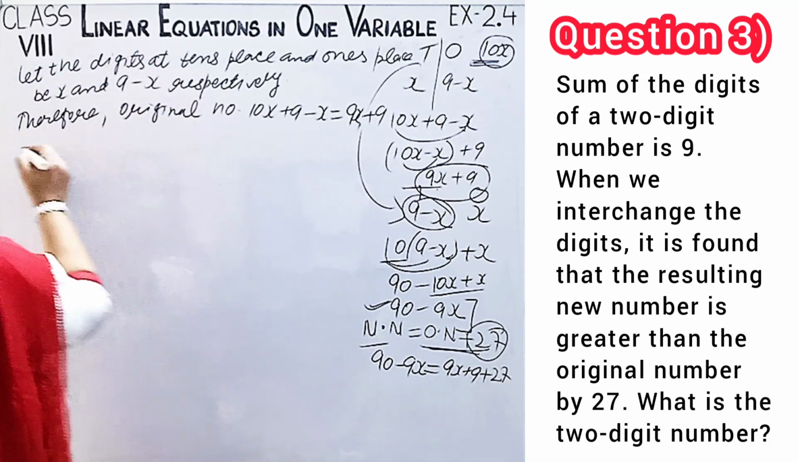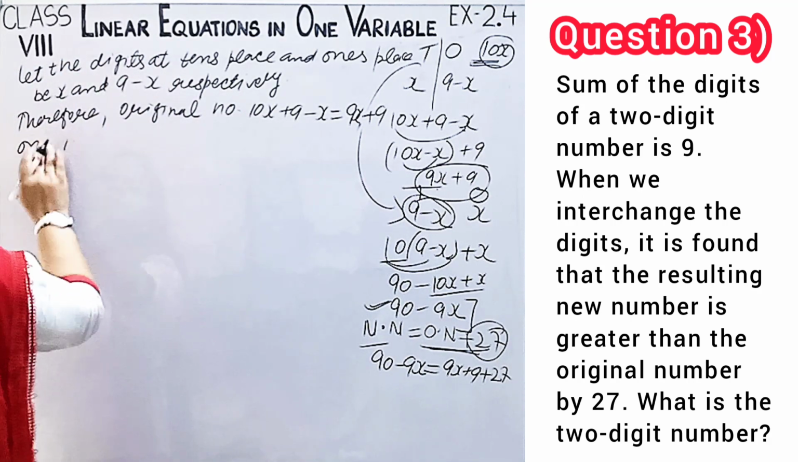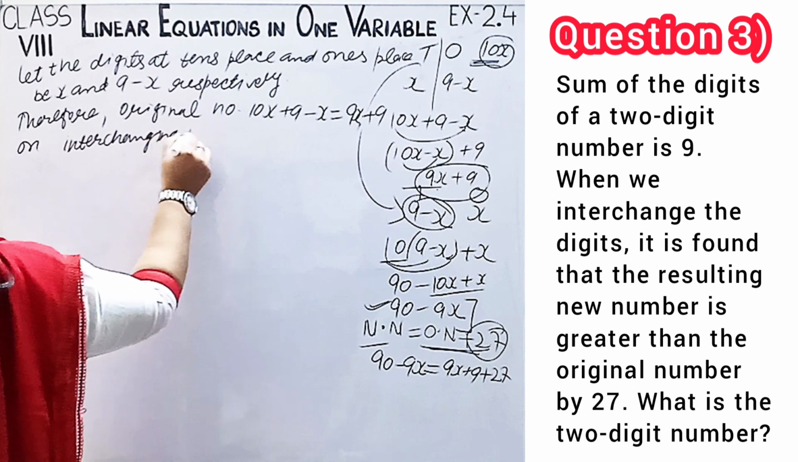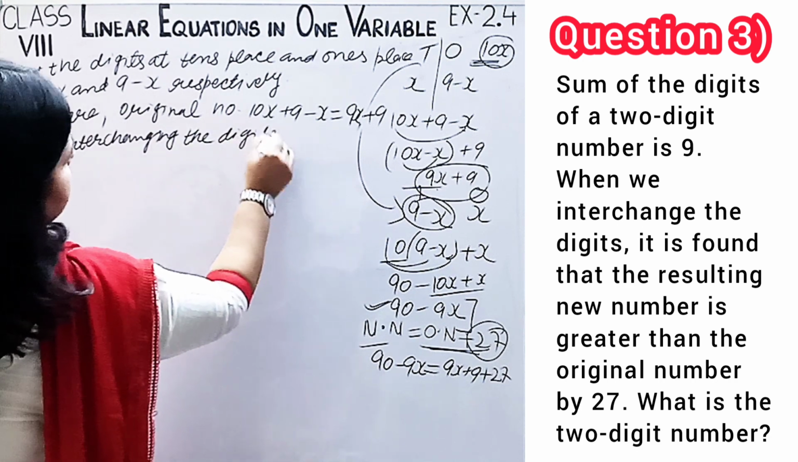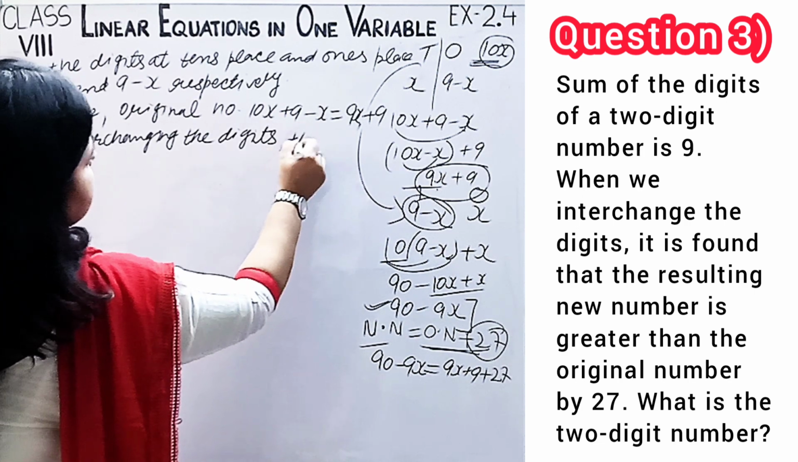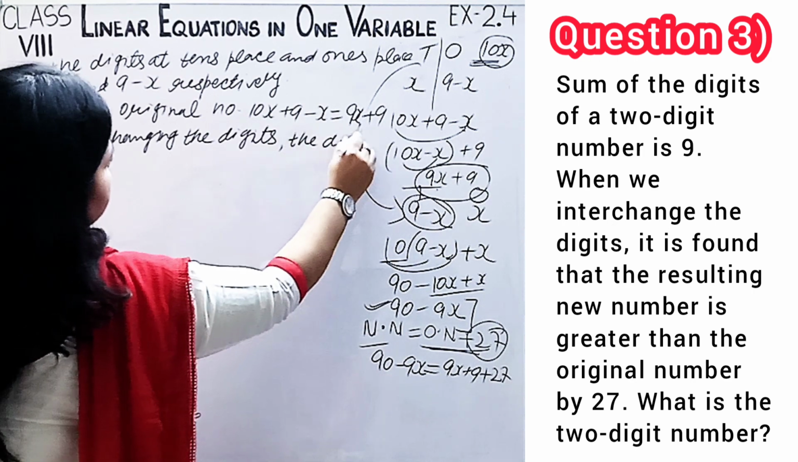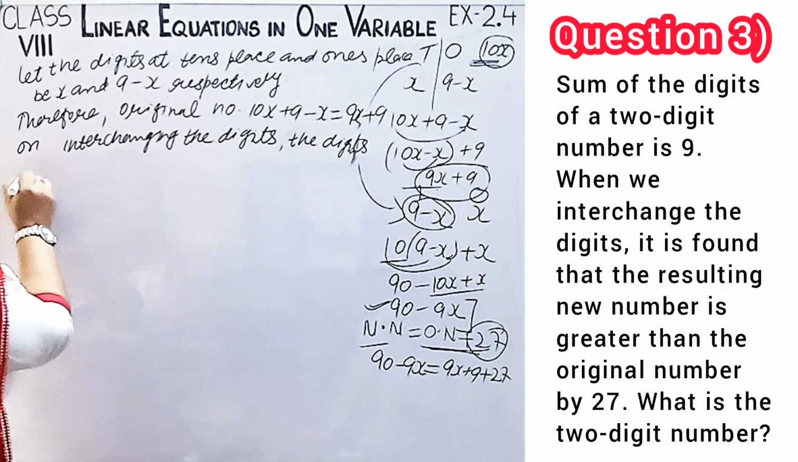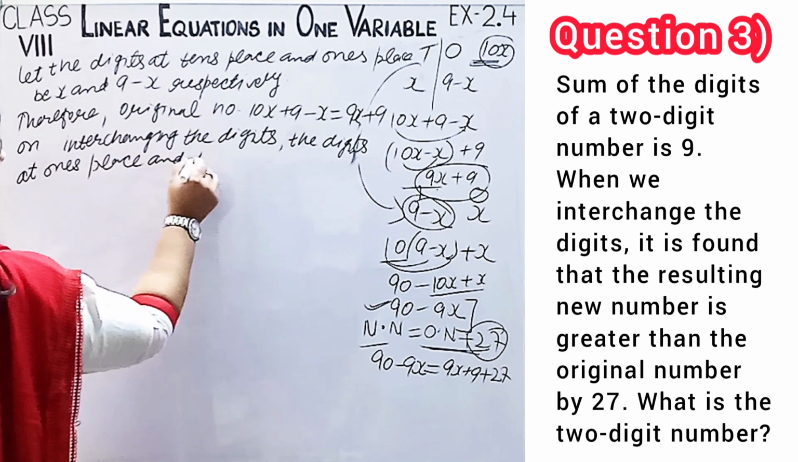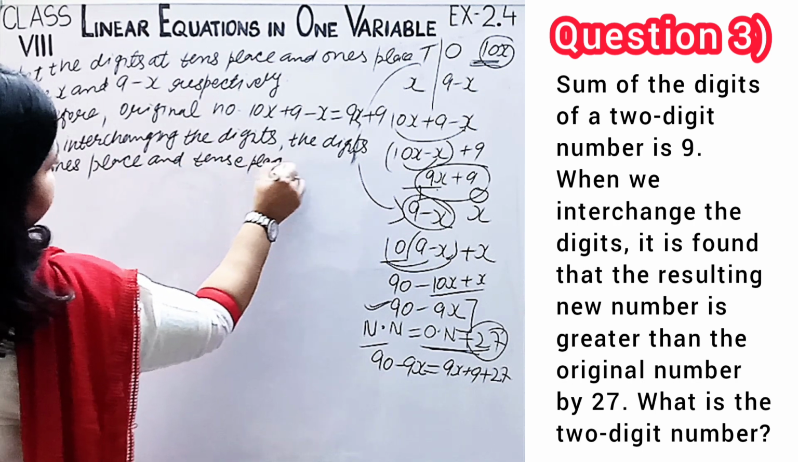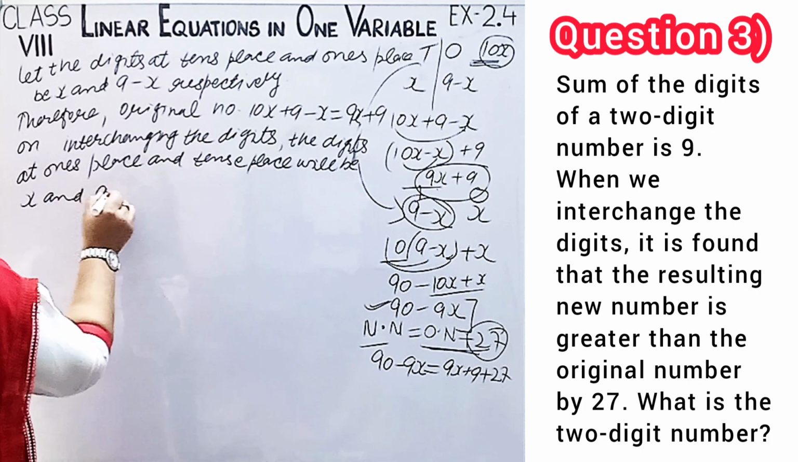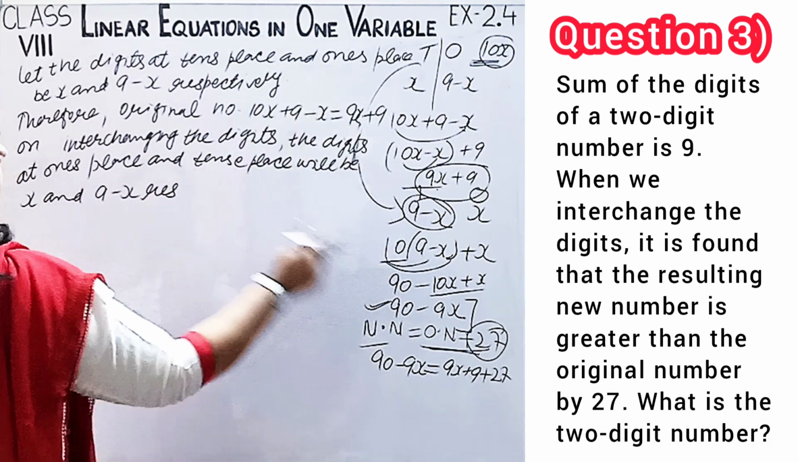Now after interchanging the digits, the digits at ones place and tens place will be x and 9 minus x respectively. We have already discussed this here.